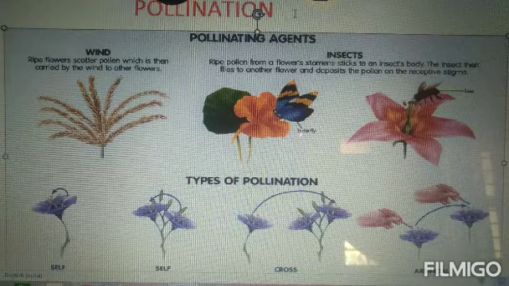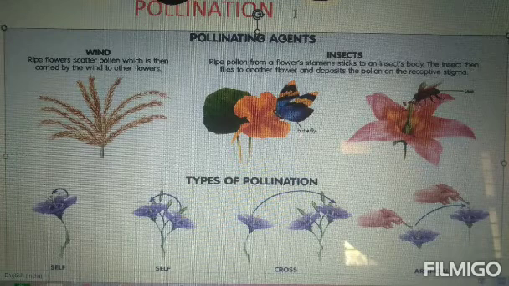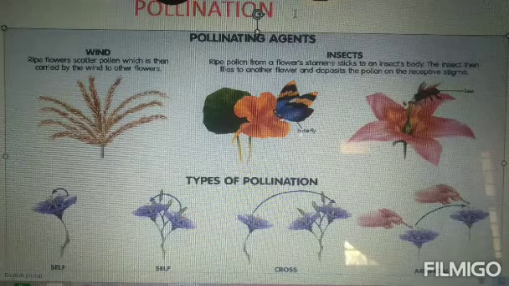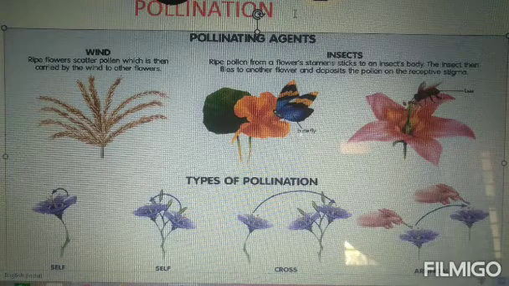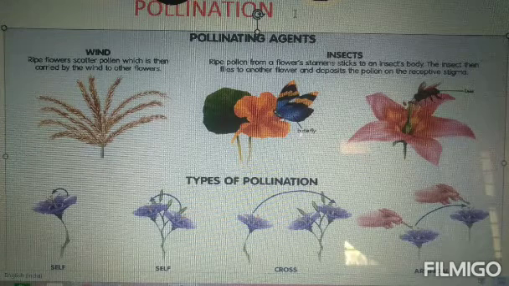So the process by which pollen grain from anther gets transferred to the stigma is called pollination. Pollination has two types: self-pollination or autogamy, and cross-pollination or xenogamy.